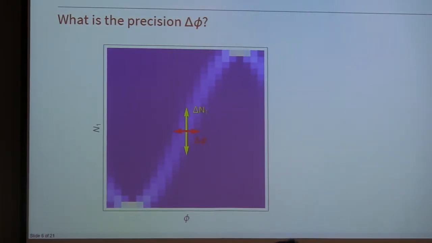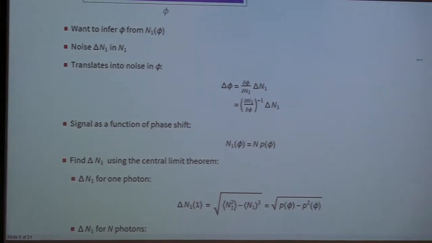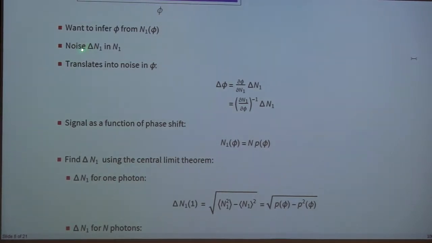So I think I'm just going to do this here. What we want to do is infer: we've got an interferometer set up with a certain phase shift, we run the experiment and count how many photons come out in one arm, and we want to infer the value of the phase shift of the interferometer. That's what interferometers do, they measure path length differences. We have an intrinsic noise, delta N1, in one of the ports, N1. And as I just said, that translates to a noise in the parameter that I'm trying to estimate.